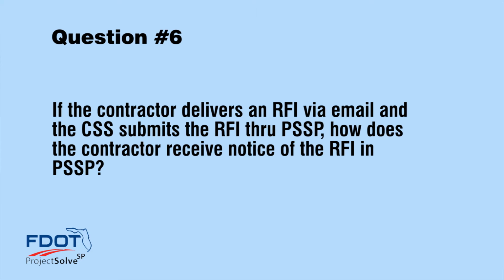The PA would process it. The PA would do whatever they need to do, notify whoever they need to notify. Once it's done and completed, when the PA puts the final response in the final response box, the email notification will go to the contractor and notify them that there's a final response available.